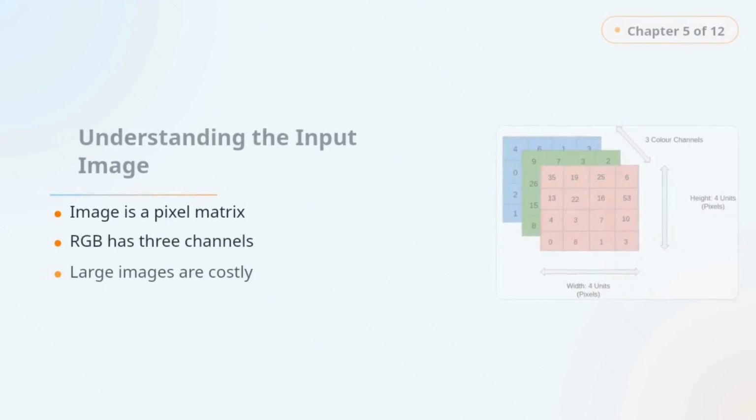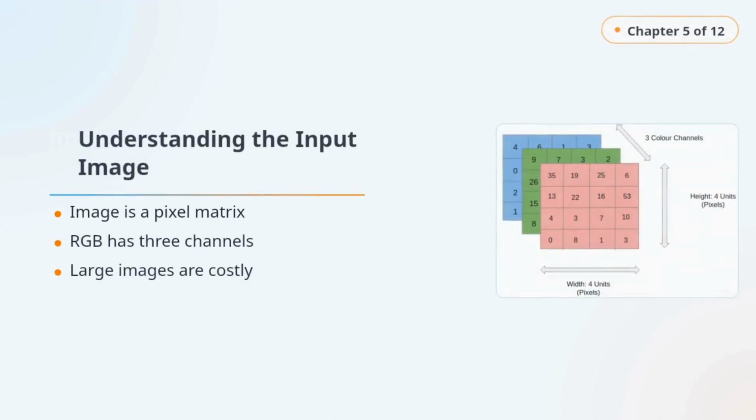An image can be seen as a matrix of pixel values. In an RGB image, we actually have three channels: red, green, and blue. As image size increases, the amount of computation also increases a lot. CNNs help reduce this complexity while keeping important features.